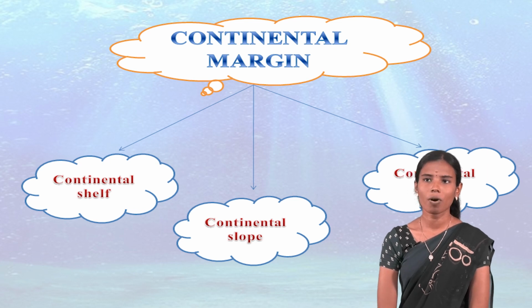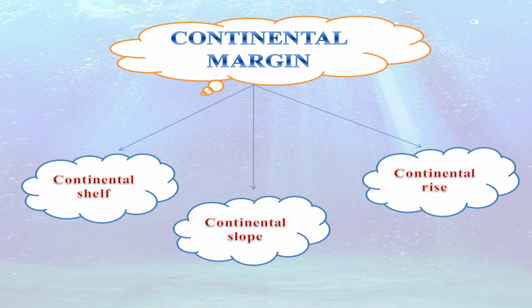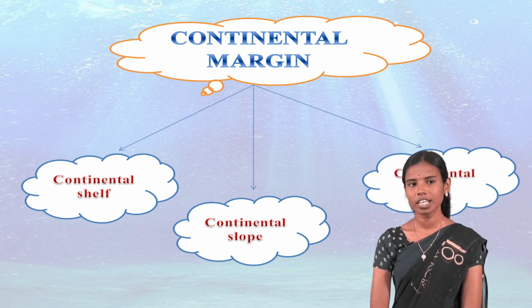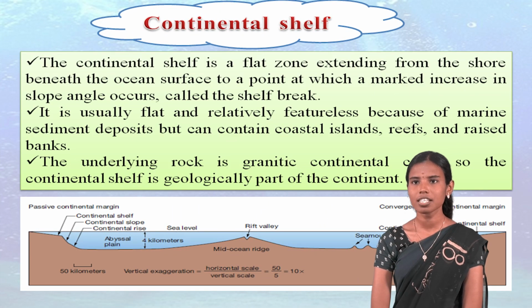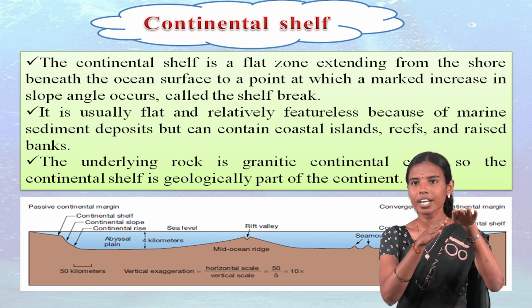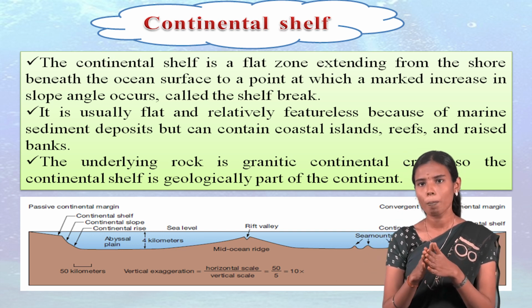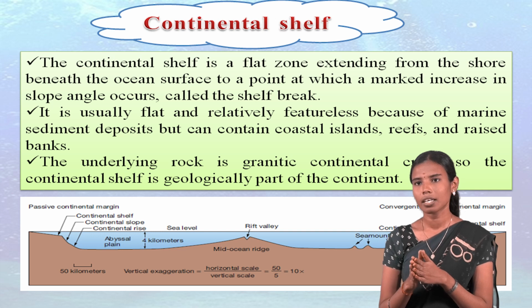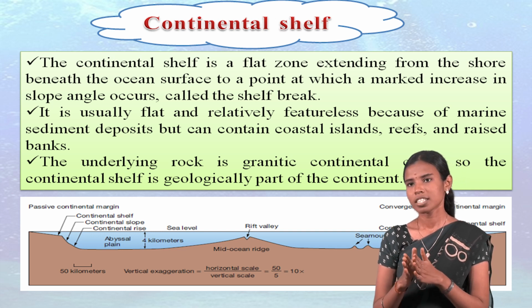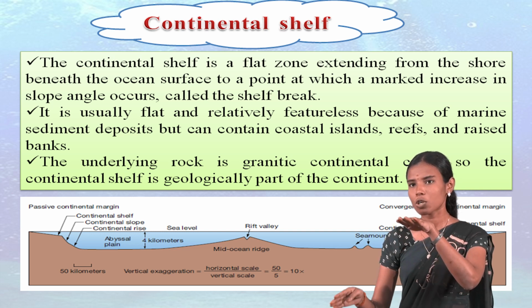Next, the continental margin is divided into three parts. First is the continental shelf, second is the continental slope, and finally the continental rise. Now we will see about the continental shelf. The continental shelf is a flat zone extending from the shore beneath the ocean surface to a point at which a marked increase in the slope angle occurs, and it ends at the break called the shelf break. The shelf break is the location where the continental shelf ends and the continental slope starts.